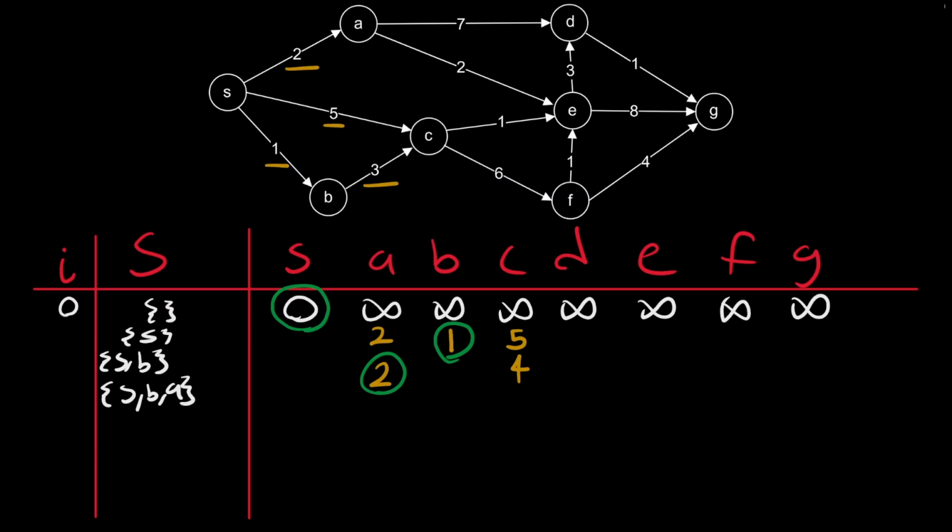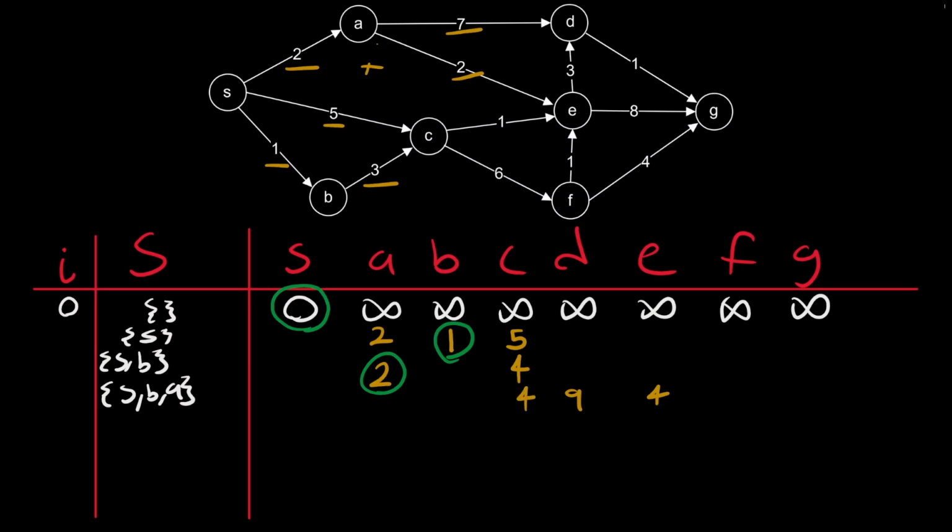What A sees is that D is 9 because 2 plus 7. So D is now 9. What else does it see? It sees 2, so 2 plus 2 is E, and E is now 4. That's all we can see, so we bring down everything again that isn't locked in.